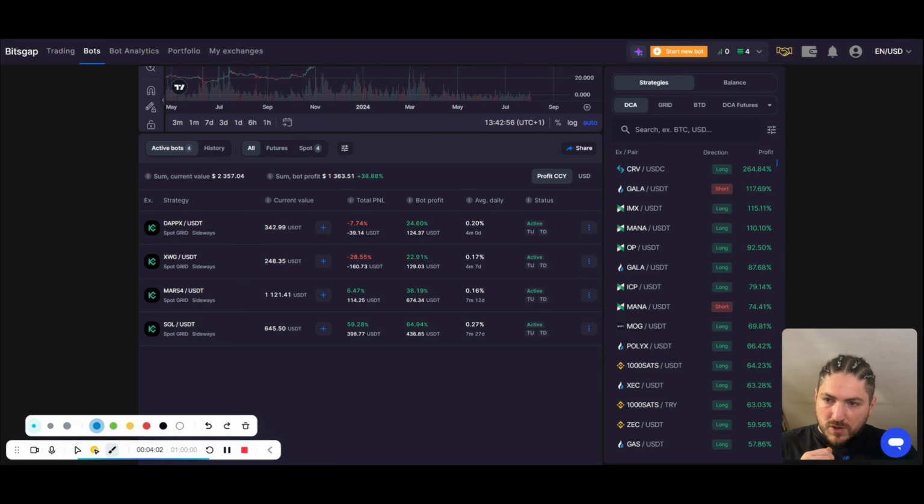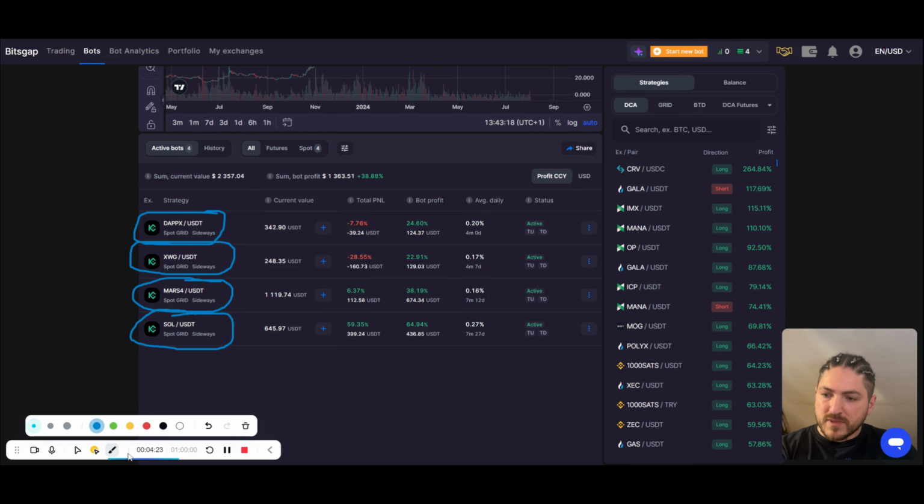Now, these two here, which is DApex and SWG, are a bit of a risk, and I was willing to take that risk just because they were doing high percentage profit. This one is Mars 4 is a project that I believe in, and Solana is a bit of a safer bet because Solana has been around for a long time.